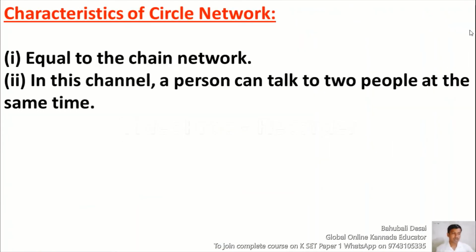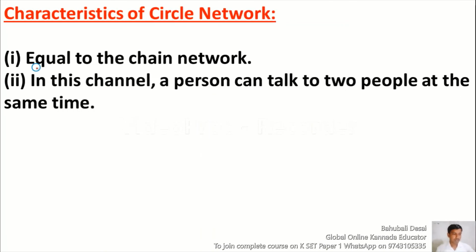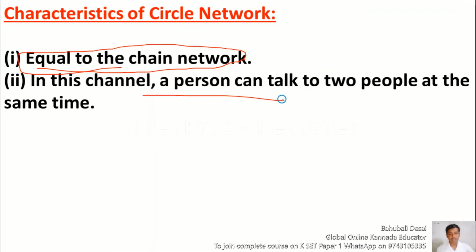So the last type of network, and also there are some characteristics of circle networks. So here, circle network is equal to the chain network, and in this channel a person can talk to two people.